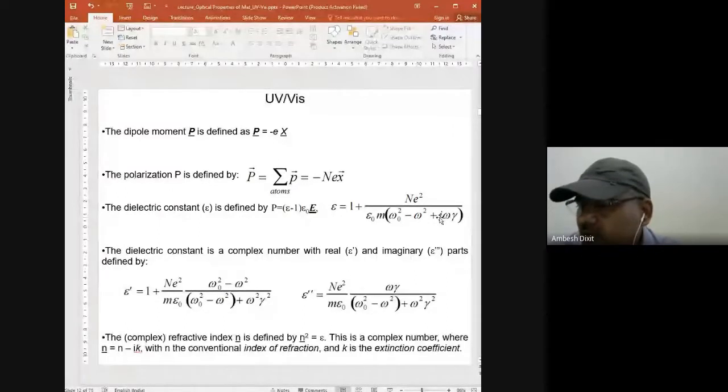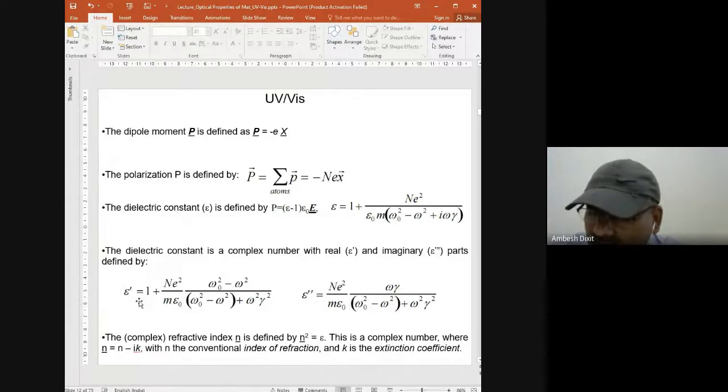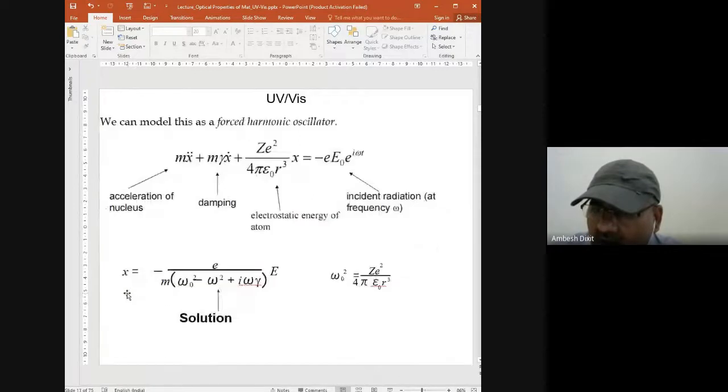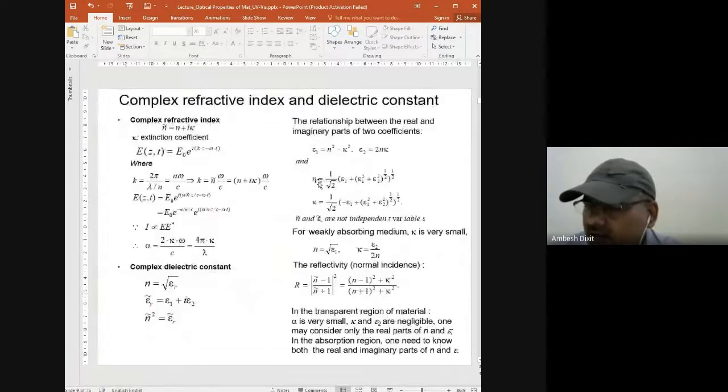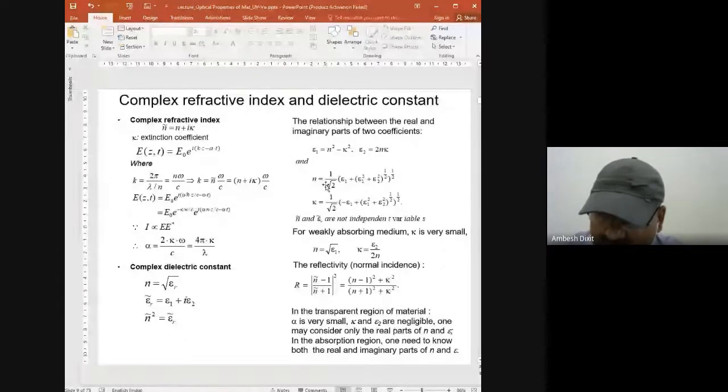And if it is a complex quantity, you multiply the numerator and denominator by the complex conjugate, and you can separate out the real and imaginary components. Do this little exercise, and we separate out the real dielectric constant and the imaginary dielectric constant. These are here in front of you. And remember, you have a relation between the real and imaginary dielectric constant and your n and k. So if I know epsilon real and epsilon imaginary, I can find that out.